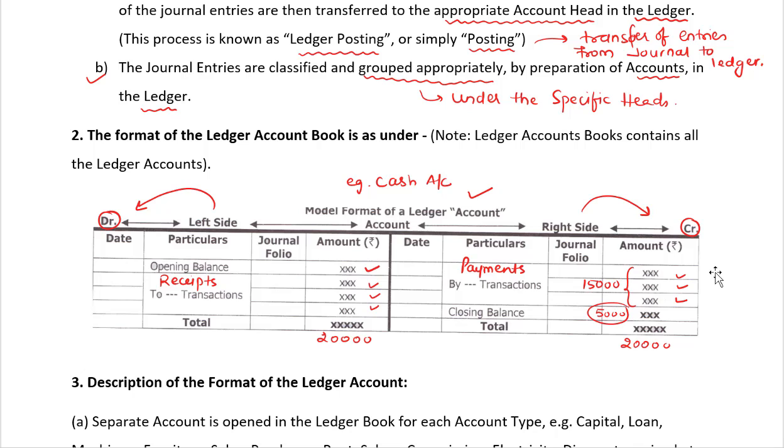It will act as a closing balance, and we will write what? Closing balance by balance carried down. That is the closing balance. And opening balance, what we will write? To balance brought down. I hope we are clear till here. Let's move ahead.